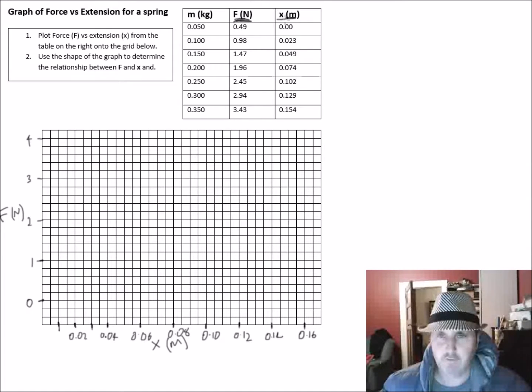Our first point is extension 0, and the force is 0.49, which is going to be about here. I'm just going to do this quickly. The next one is extension 0.23. Oh, sorry, 0.023. So 0.023 is along about here, and we're going to plot this about here. 0.049 and about 1.47. 1.47 about there.